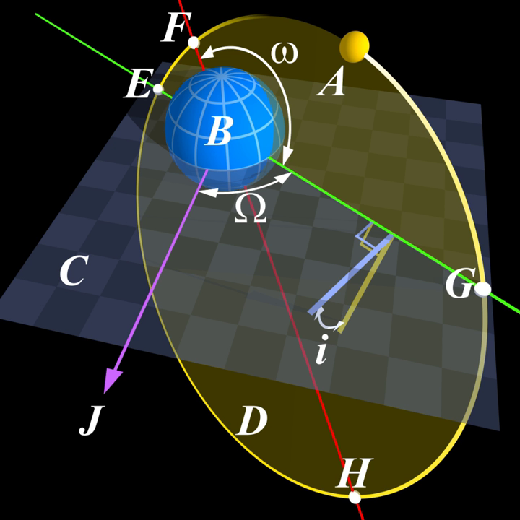In astronomy, Kepler's laws of planetary motion are three scientific laws describing the motion of planets around the Sun. The orbit of a planet is an ellipse with the Sun at one of the two foci. A line segment joining a planet and the Sun sweeps out equal areas during equal intervals of time. The square of the orbital period of a planet is proportional to the cube of the semi-major axis of its orbit.